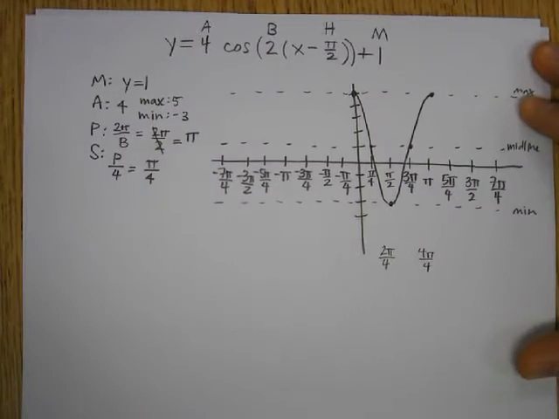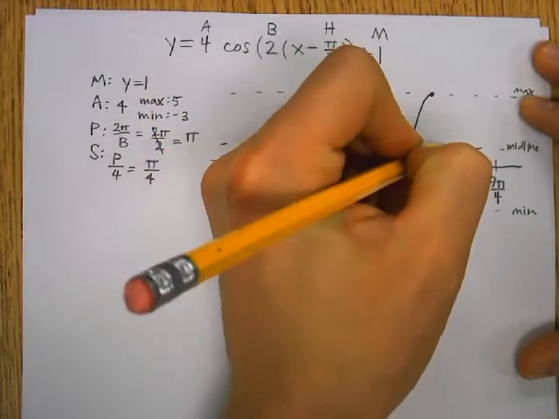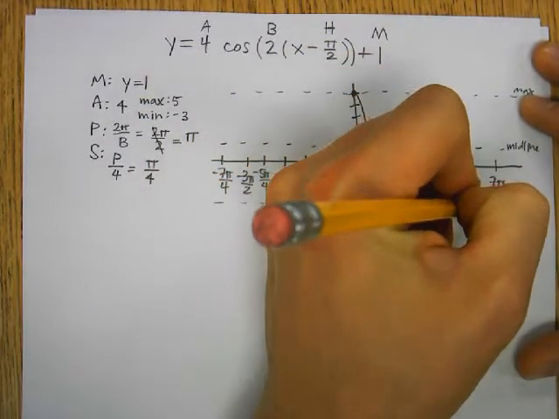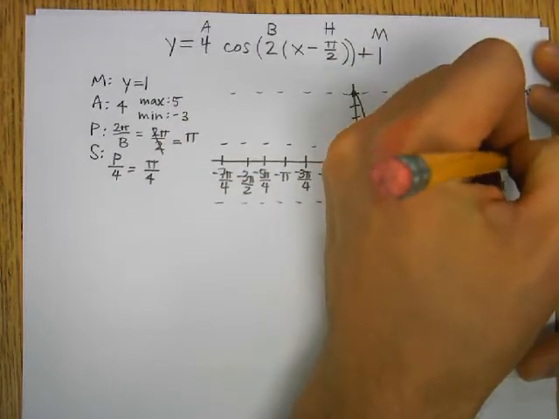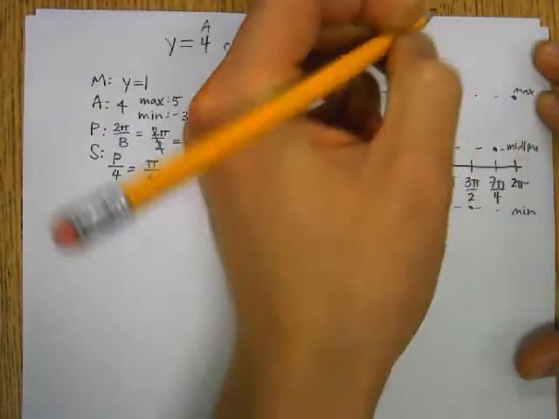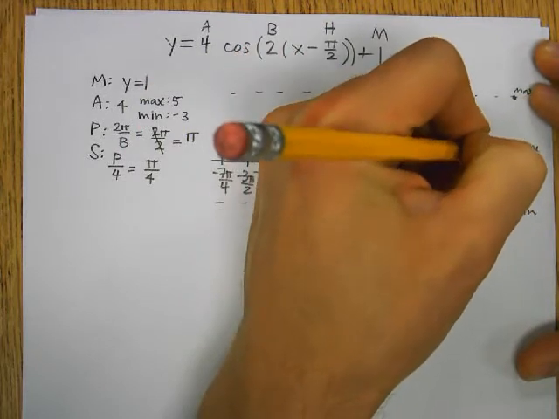Okay, so next I can just go ahead and continue the pattern and complete it for another cycle. So at 5 pi over 4 will be at the midline, 3 pi over 2 at the minimum, 7 pi over 4 will be at the midline, and I'll go ahead and add in 2 pi just to continue and finish this cycle so I can have a complete period.